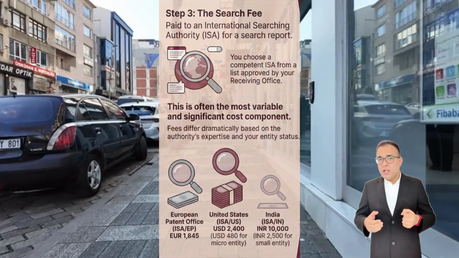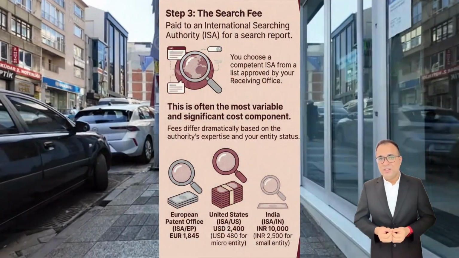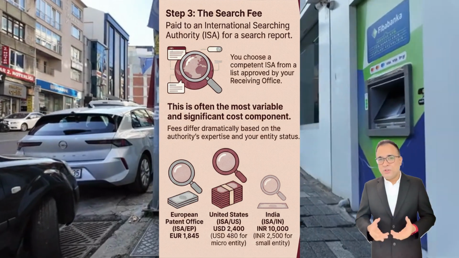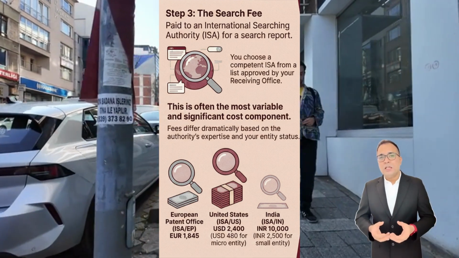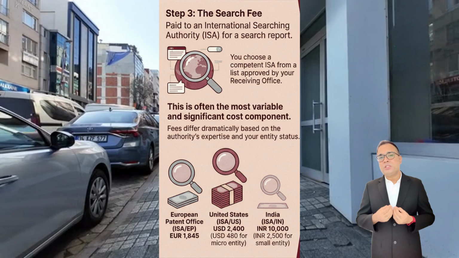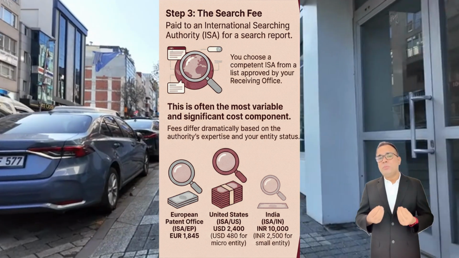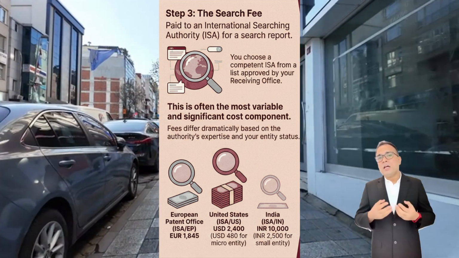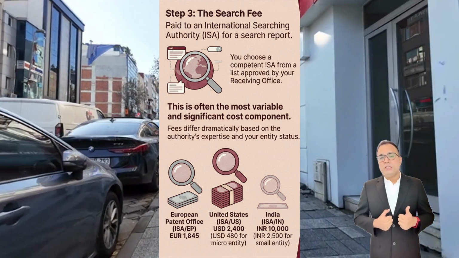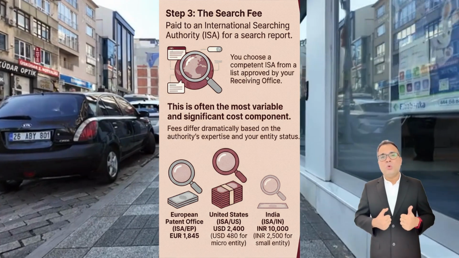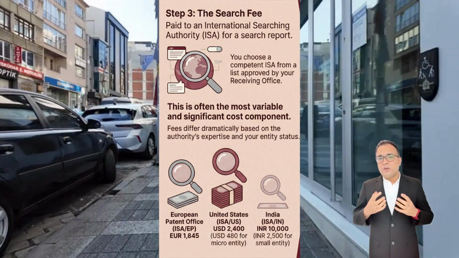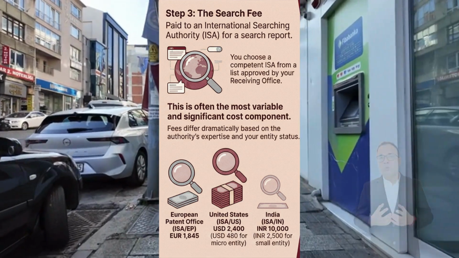Finally, the search fee, which is often your biggest variable cost. You have to choose an international searching authority from your receiving office's approved list, and fees differ dramatically based on their expertise and your entity status. The European Patent Office charges €1,845, while the United States ISA charges $2,400. But micro-entities can avail up to 80% discount in certain situations.